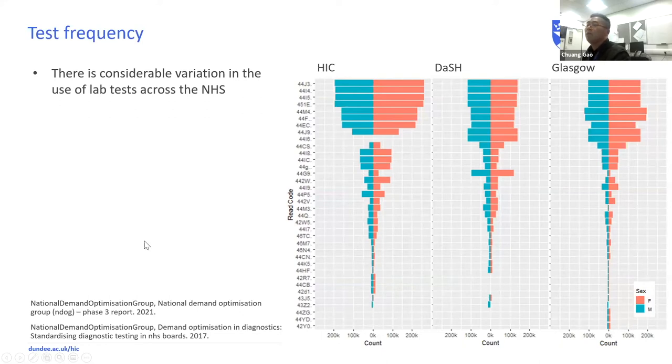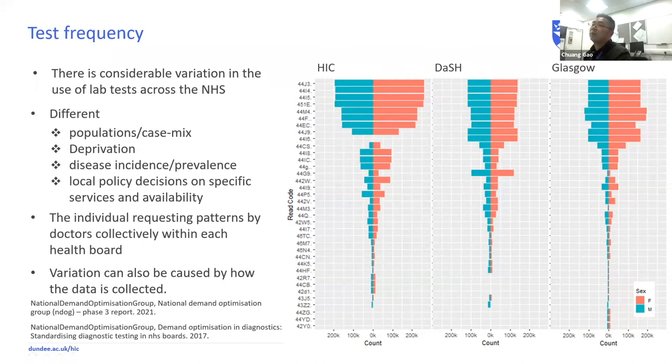The reasons for this variation can be all kinds of reasons: the difference between populations, the difference in deprivation, the difference in disease incidence, or even the local policy or the availability of that test for that region. It really can be all kinds of reasons. And also it can be the individual requesting patterns by the doctors collectively within each health board.